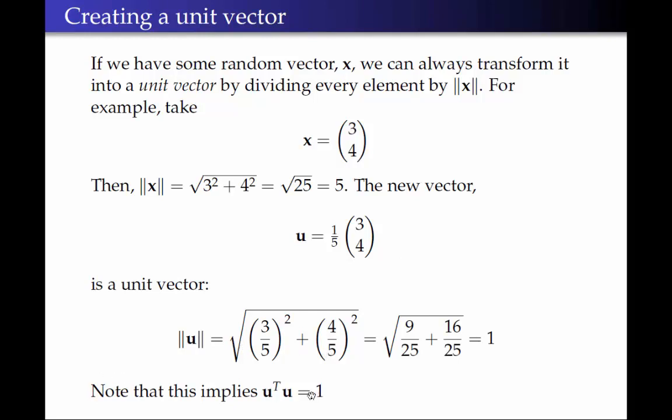An additional note: when we have a unit vector, that always implies that u transpose u is equal to 1, because u transpose u is just what's under the square root here. It's just the sum of squared elements. So that obviously must be equal to 1.